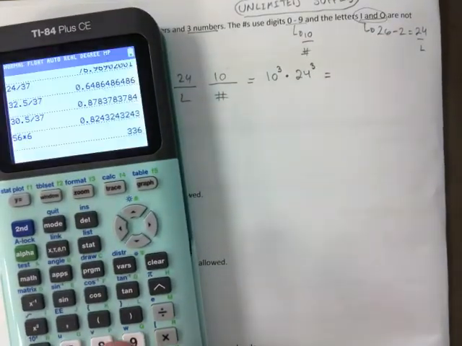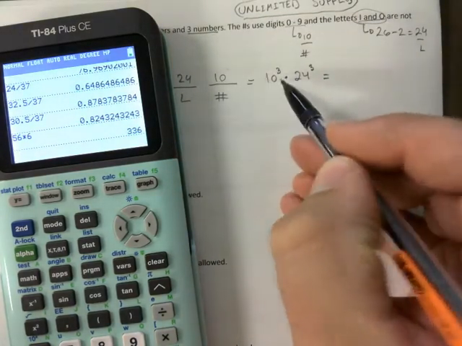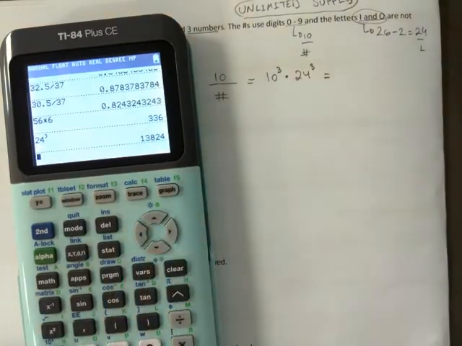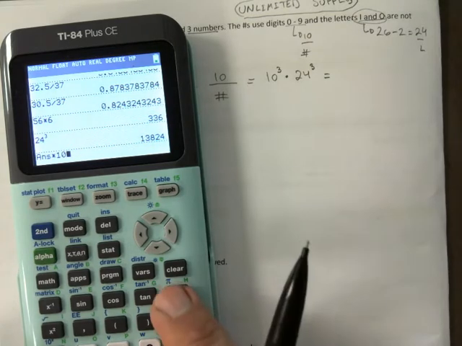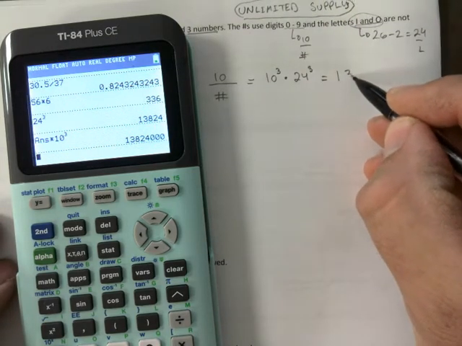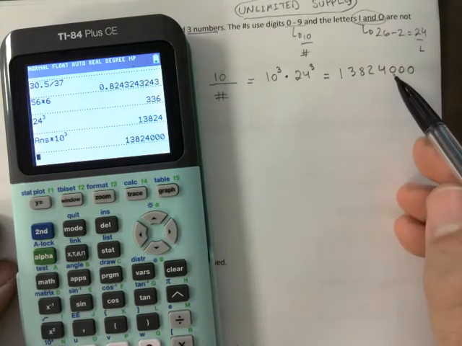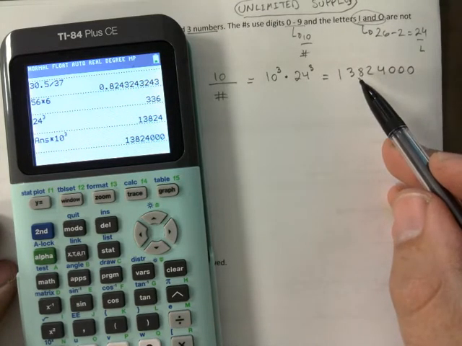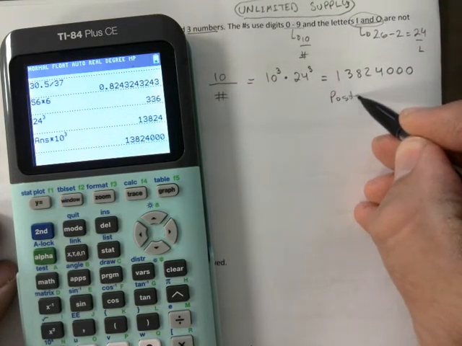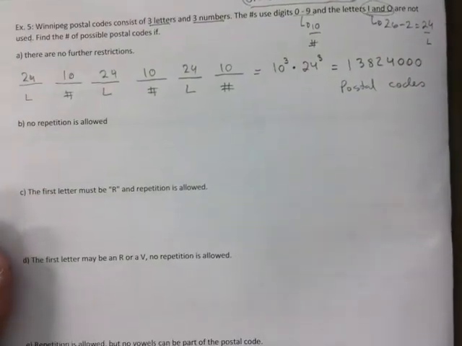You know 10 cubed is 1,000. So I'm just going to go 24 to the power of 3, and then multiply it by 10 to the power of 3 or just 1,000. So there's a lot of postal codes. You've got 13 million, almost 14 million postal codes that can be made.